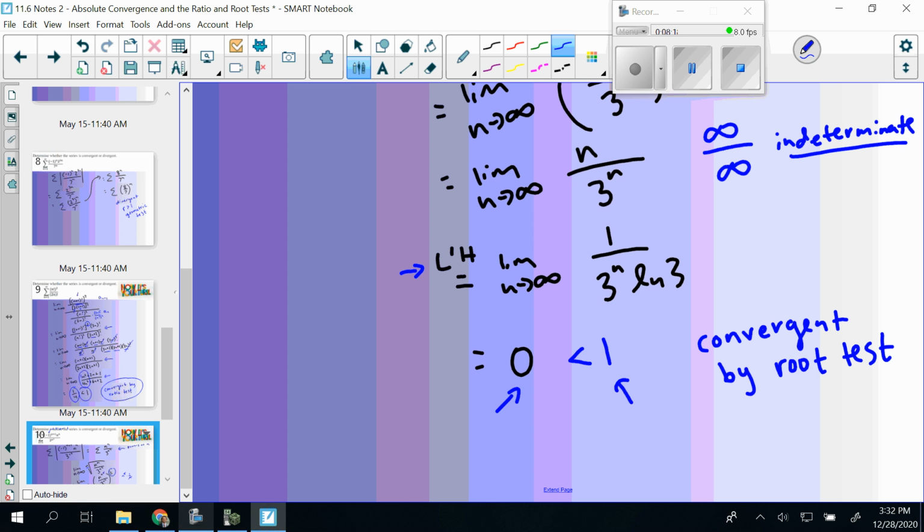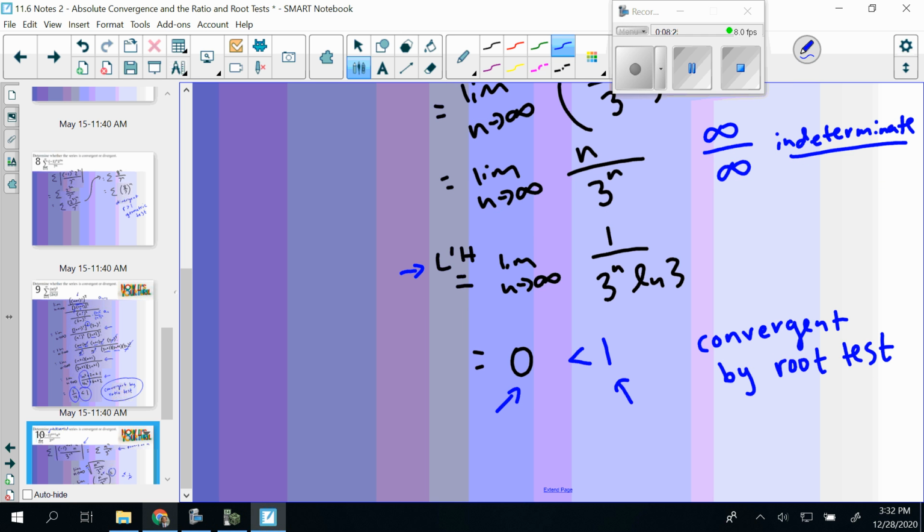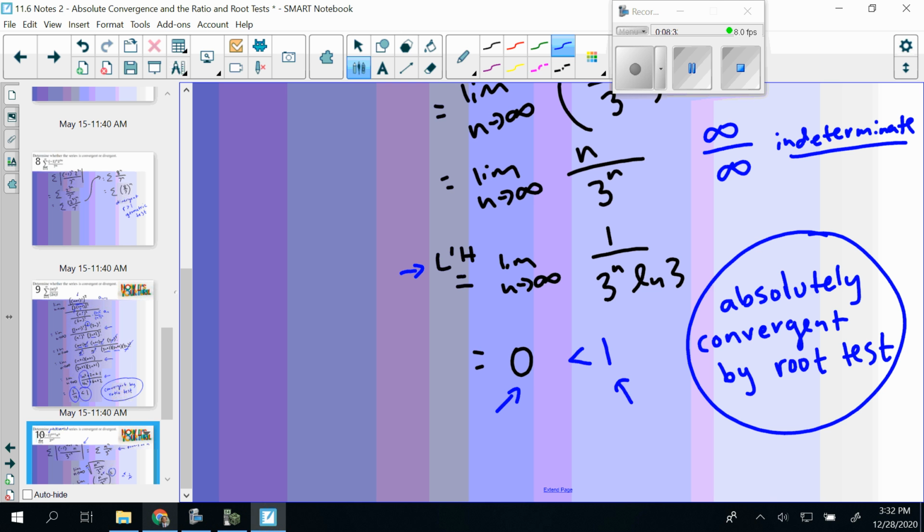And we can go even further and say that because we took the absolute value here when we did this, that this is absolutely convergent by the root test. So that would be the answer we want for this one.